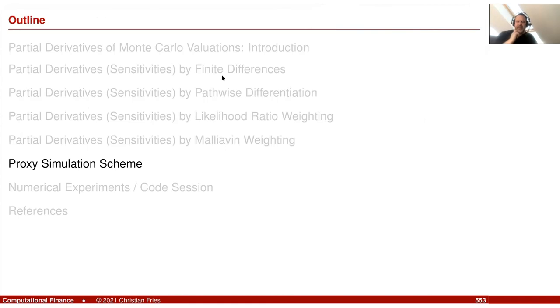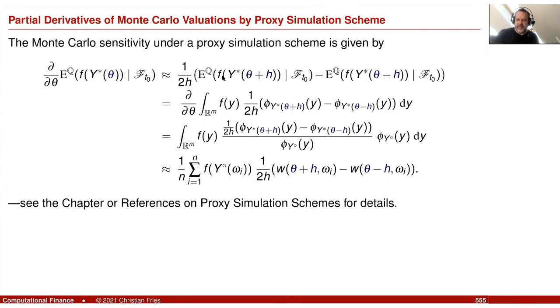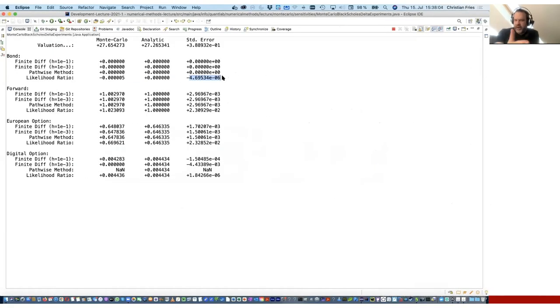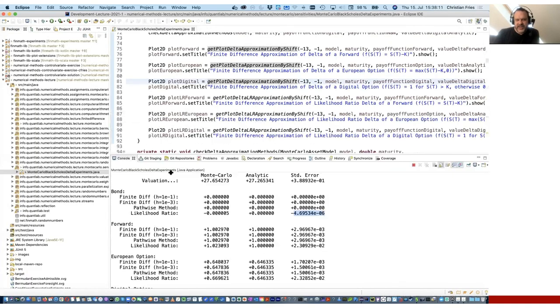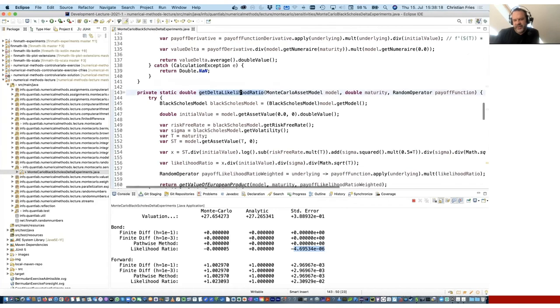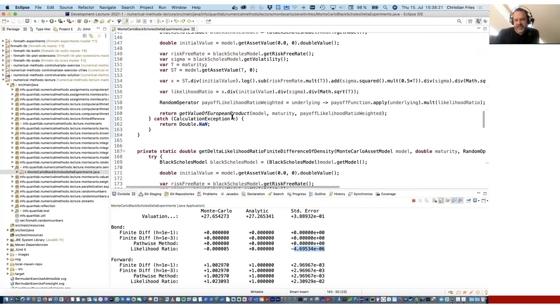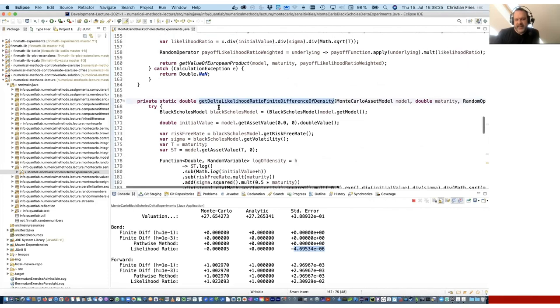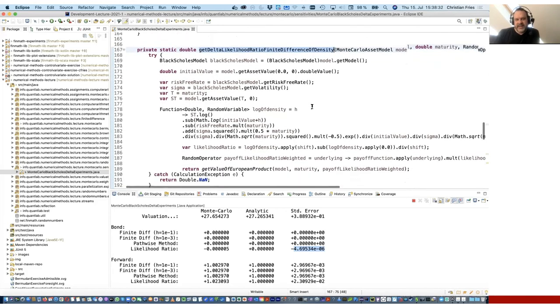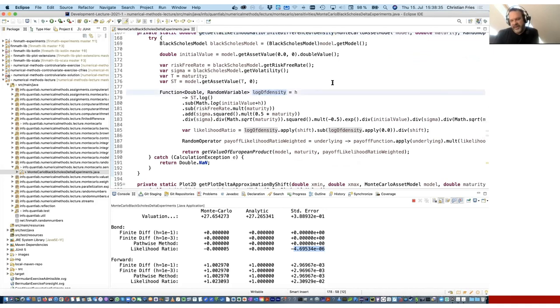Let's implement this and have a look at how this depends on the shift size. So this is my last part in the implementation, and then we can discuss the results a little bit more. I do not have results for this, but I have an implementation, so let me just check this. There's the last one here, which is get delta likelihood ratio, that was the one which we have discussed. And then there's the last one here, get delta likelihood ratio finite difference of the density. So you see that this function is just the log of the density.